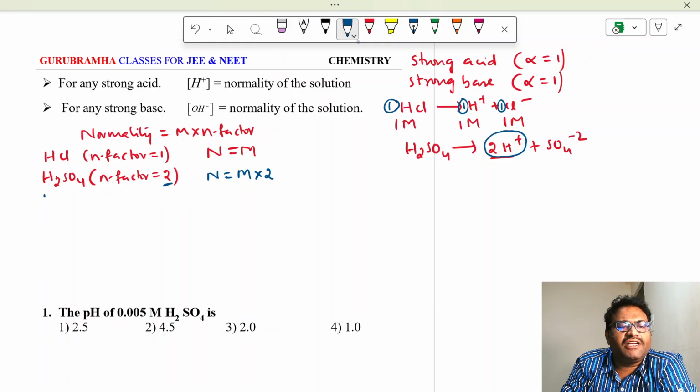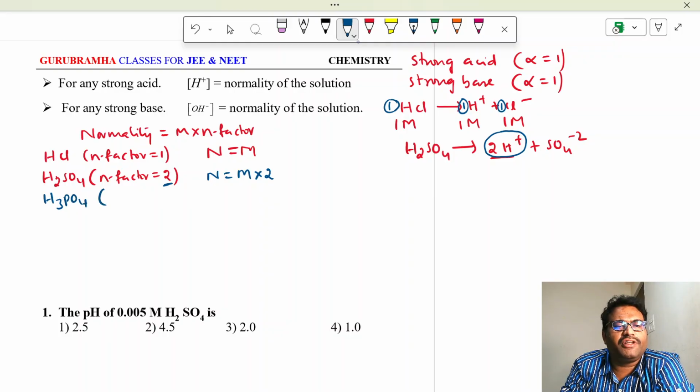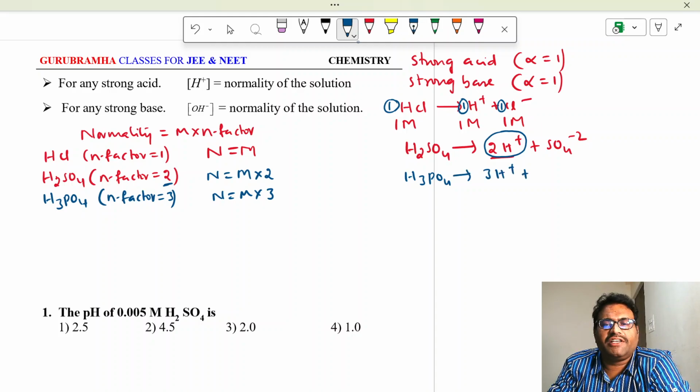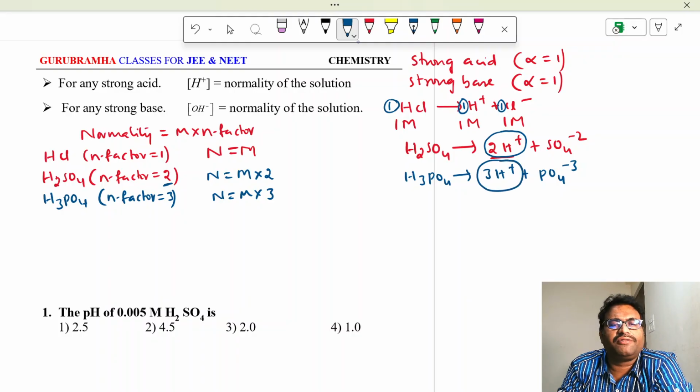For example, let us take H3PO4. In the same way, N factor is equal to 3. Normality is equal to molarity into 3. H3PO4 dissociates into 3H+ and PO4 3-. So the number of replaceable hydrogens is 3, so N factor is equal to 3.